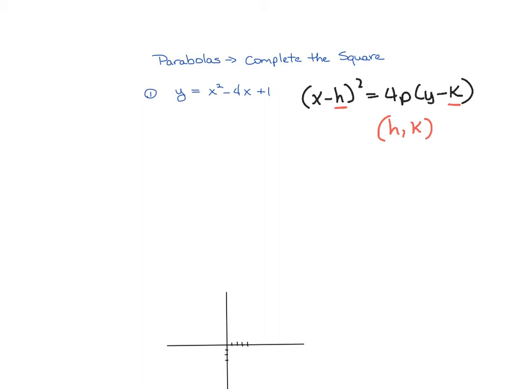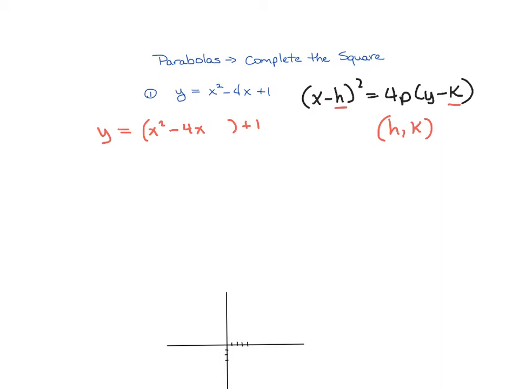So I'm going to rewrite this: y equals x squared minus 4x, and then I'll do parentheses. I'm going to leave a blank space, and then I'm going to put the plus 1. Now, when we complete the square, we should always make sure that the number in front of our square term is a 1. If not, we would have to divide. So we're good to go.